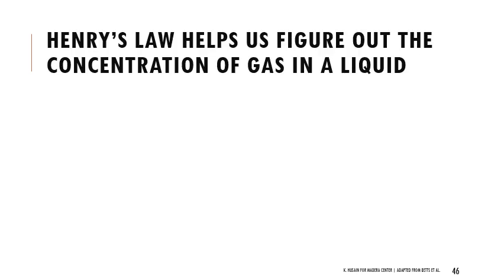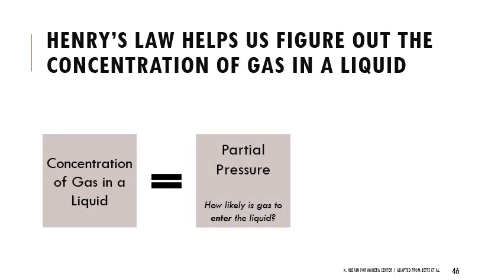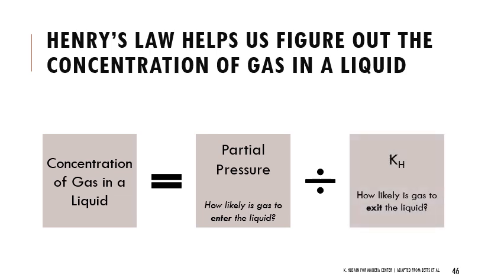So when we're putting this all together, the concentration of gas that ultimately makes its way into a liquid is determined by the partial pressure, so how likely is the gas to get into the liquid in the first place, to enter it, divided by this constant, which is how likely the gas is to exit the liquid.